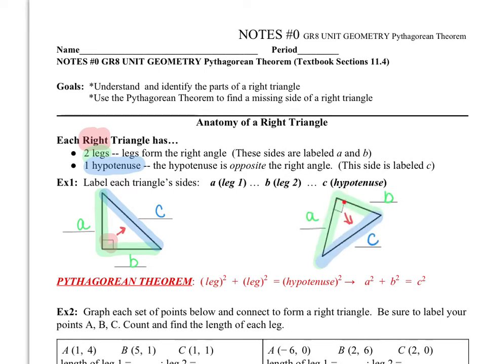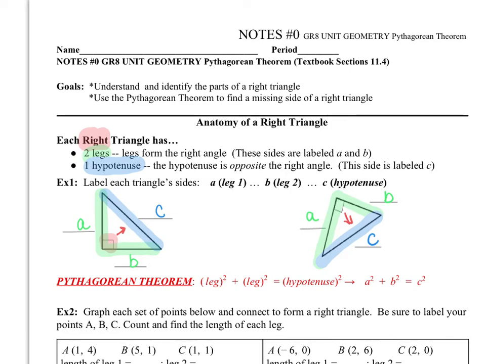So in this example, here's my right angle. These 2 green sides are the sides that are forming the right angle, therefore these are sides A and B. I could call this A and this B also. Those are my legs. My hypotenuse is the side that is located across from the right angle, and that's going to be my hypotenuse or side C.